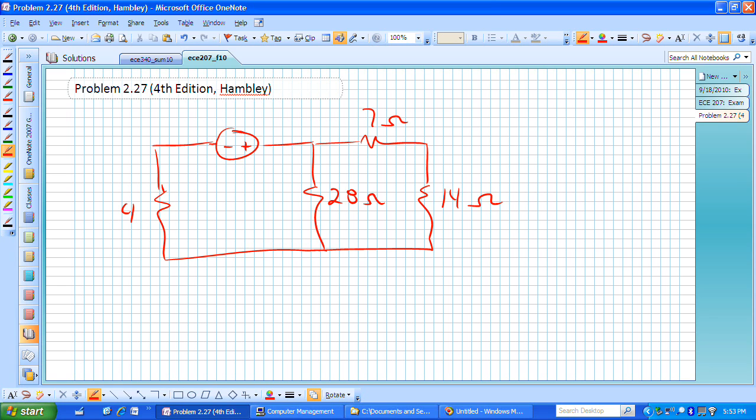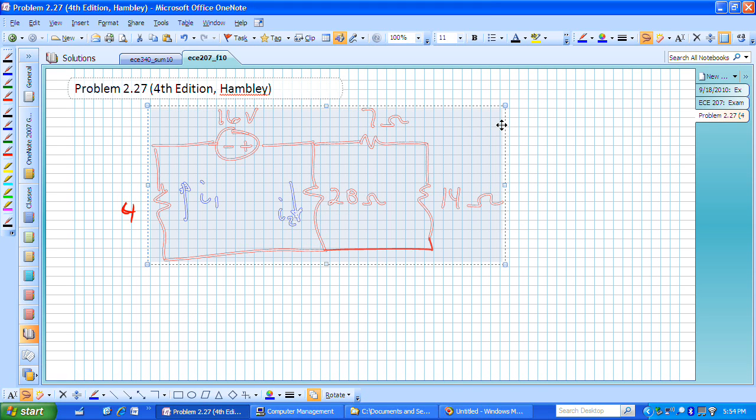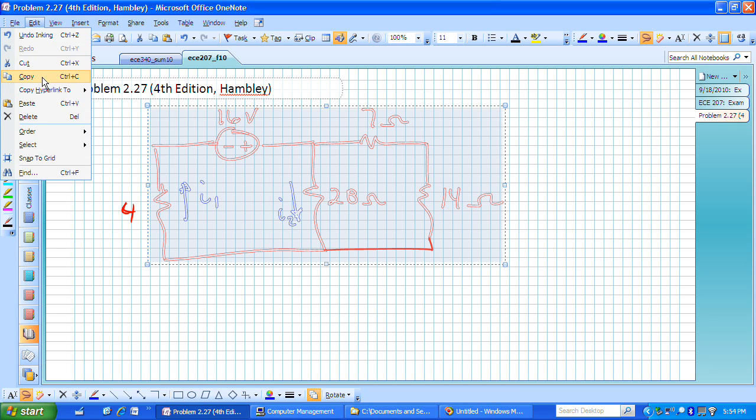I'm drawing now the circuit associated with problem 227, and the problem asks you to find I sub 1 and I sub 2 in this particular circuit. And let me go ahead and copy this down so if I need it I can quickly get it back.